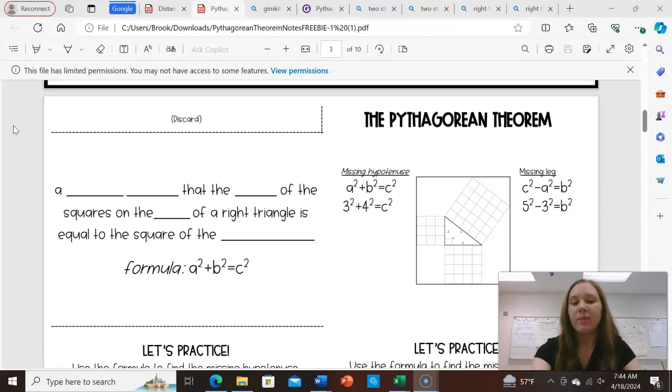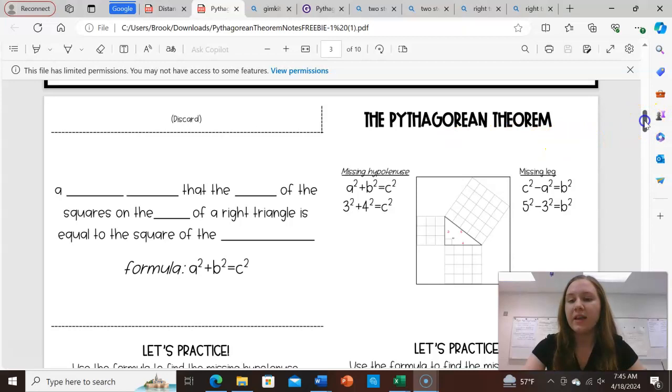So with this missing hypotenuse, you would have the legs A and B, which would be 3 and 4. You would have 3 squared plus 4 squared. And as you know, 3 squared equals 9, 4 squared equals 16, and you would have equals c squared because we do not know that variable. And you would add the two numbers, 9 and 16. You would get 25. You would take the square root of 25, which would give you 5. And 5 would equal c. C squared would be 25, of course.